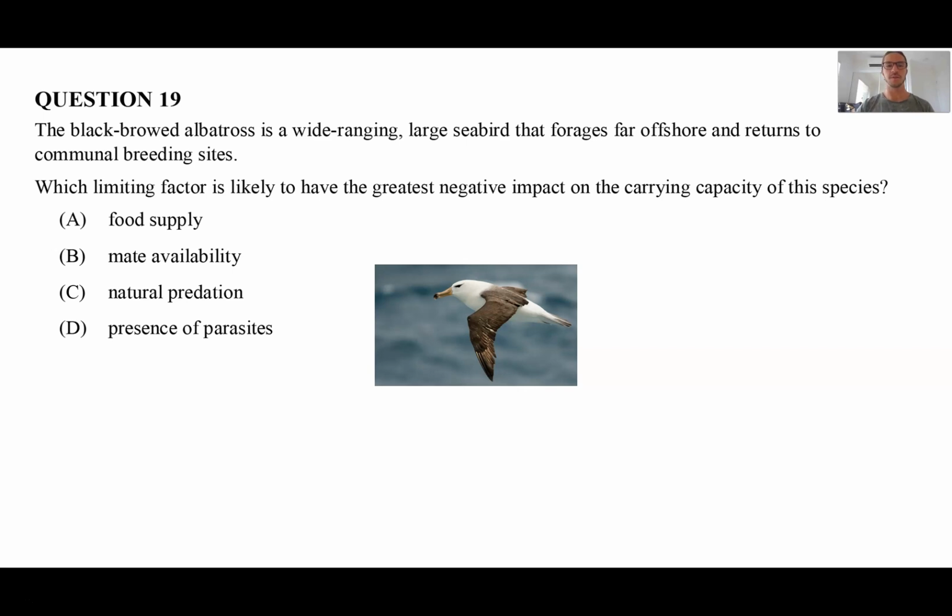Okay, let's talk through it. So if we have this bird that goes far and wide to get food and then comes back to breed, it's going to be one of those two factors that if either one of those was impacted, it would likely have a big effect on that species population, on the number. So we can pretty much count out presence of parasites and natural predation. The answer is food supply, because, well, that's where the birds go to get food. If they can't get food, they can't come back and they can't mate. So that is the answer.